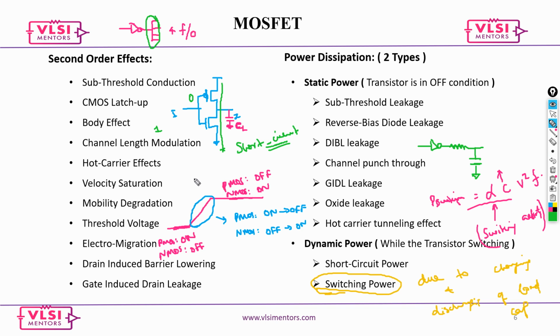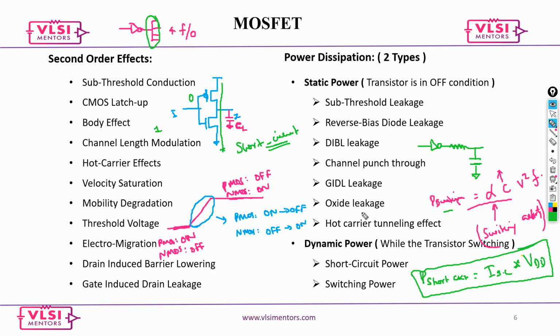Now, we were just talking about P switching here. What is the meaning of P short circuit? What would be the formula? There is a short circuit current, ISC, into your VDD, because that is your VDD supply, right? That is what we call short circuit power.